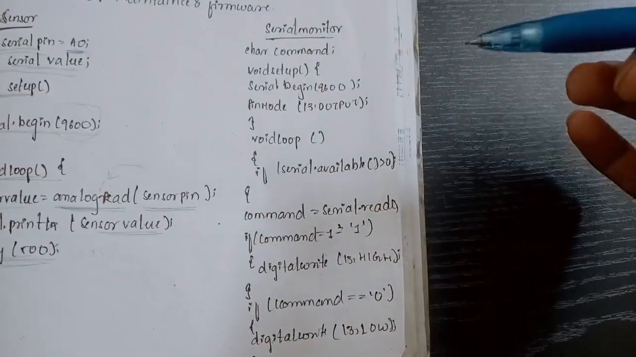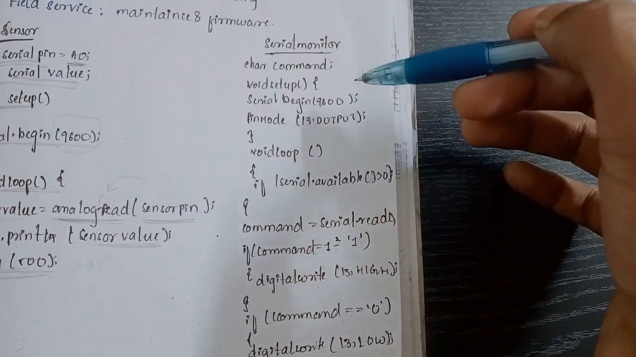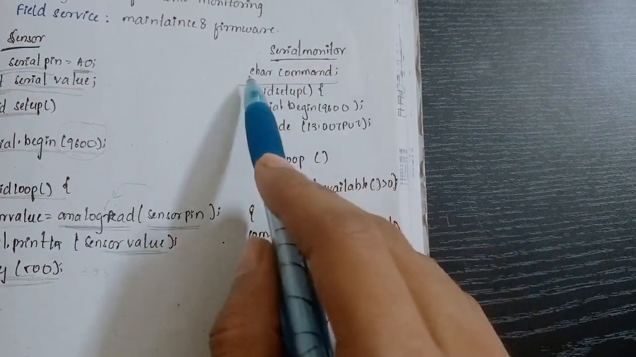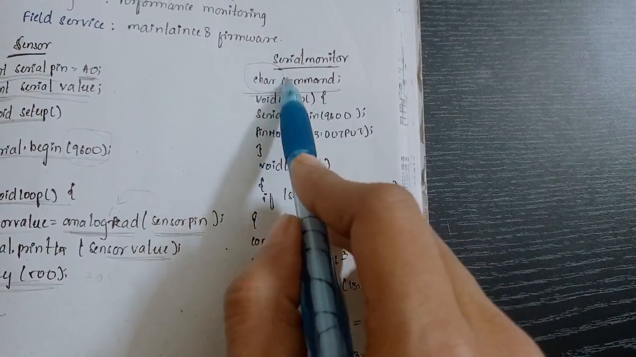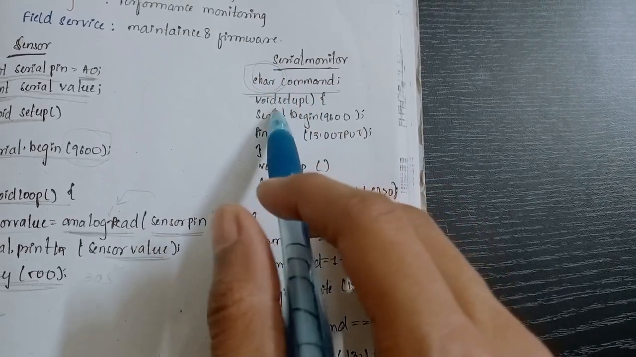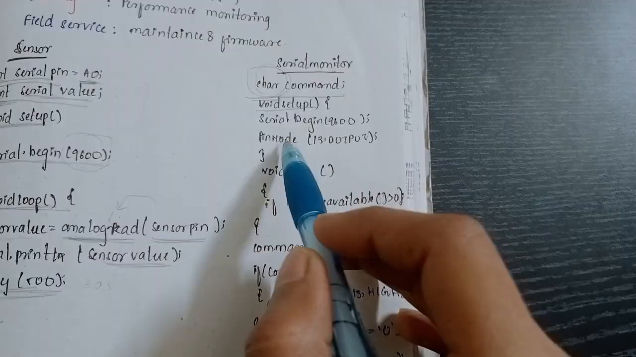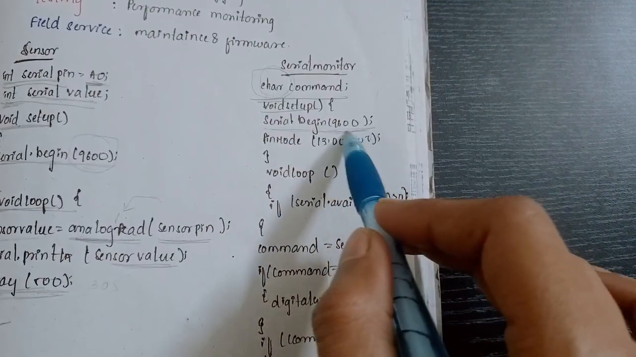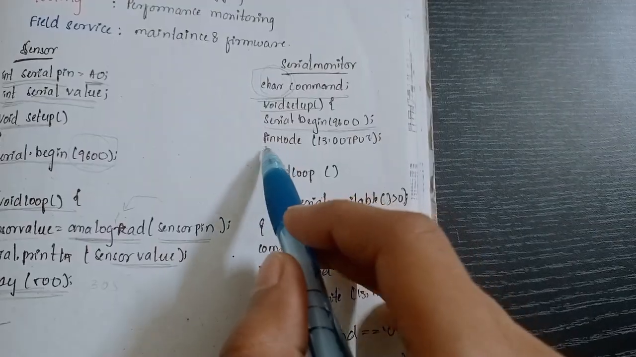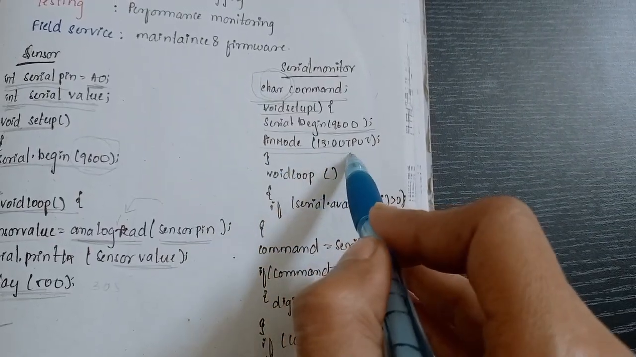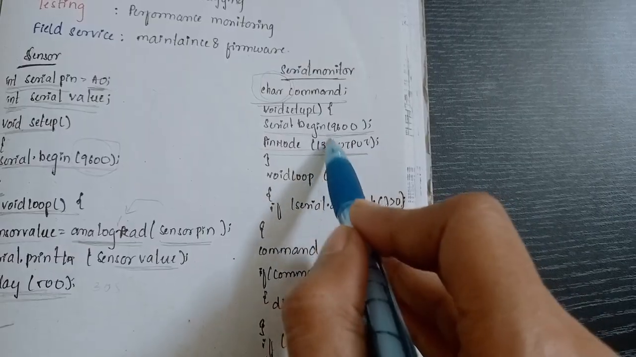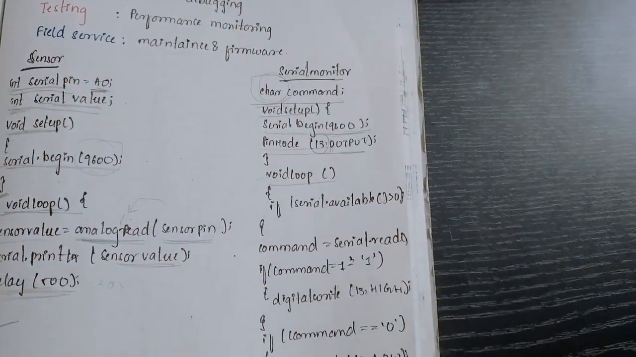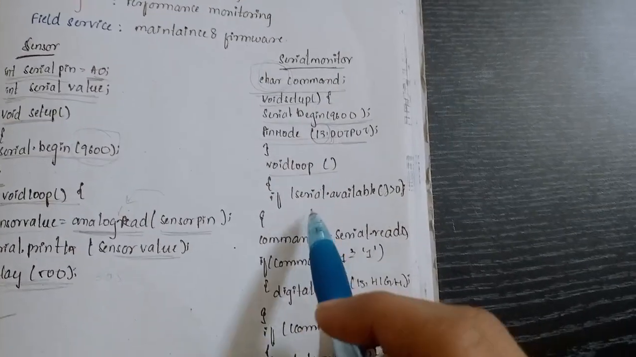So this is a code for the serial monitor in Arduino. char command. We are writing a command for the character which we will be detecting at the end. Void setup. Serial.begin is the speed rate at which it would be communicating, 9600, and pinMode. Here we will be taking the output at the 13th pin and close it. We have opened the loop.